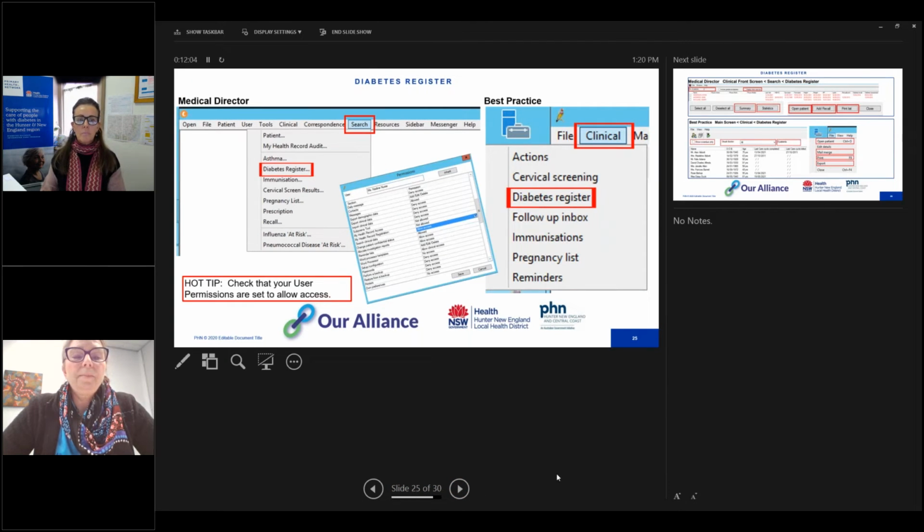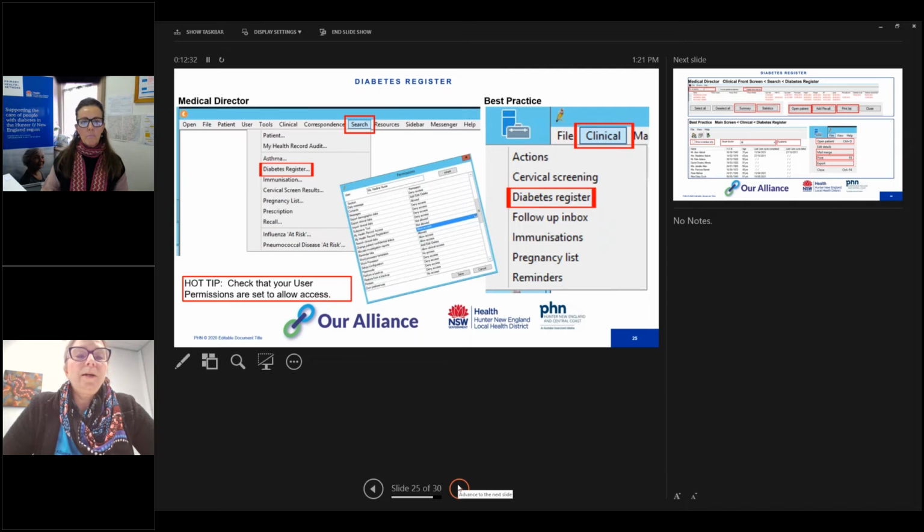So this is about the diabetes register. I did come across some nurses over the last couple of weeks that didn't know that the diabetes register existed. And so we thought we'd just bring this up because while it was a requirement of the diabetes SIP to have a diabetes register, which is why the software companies included it, it still exists even though the SIP doesn't.